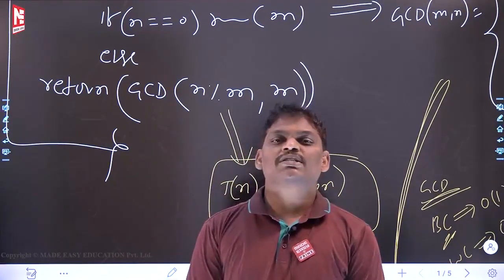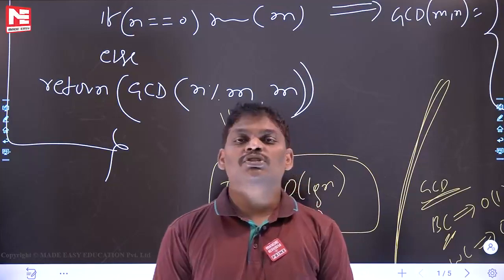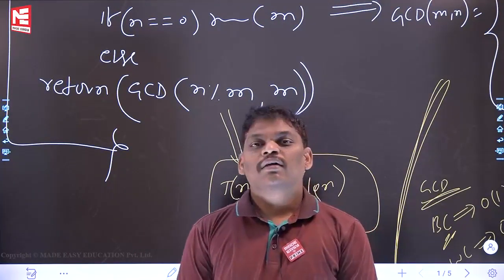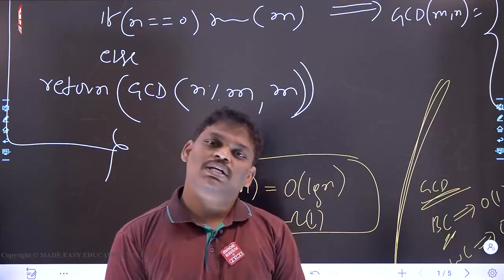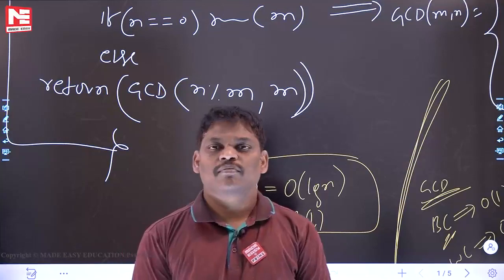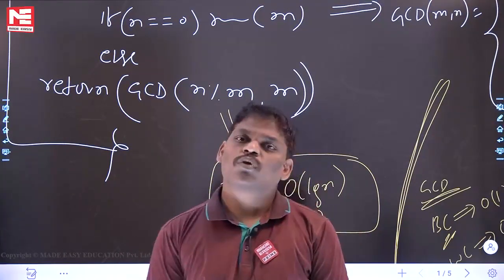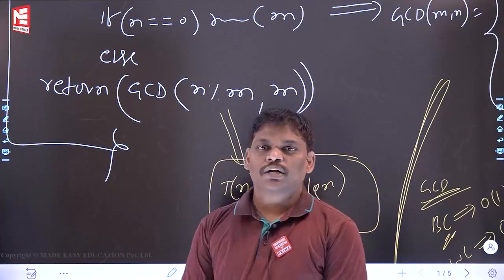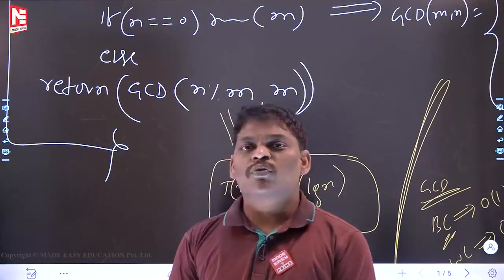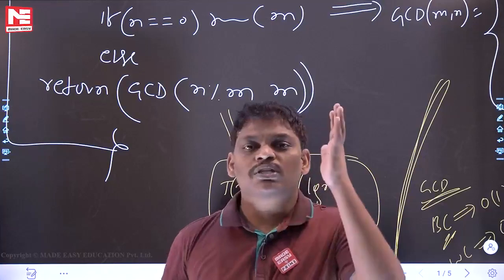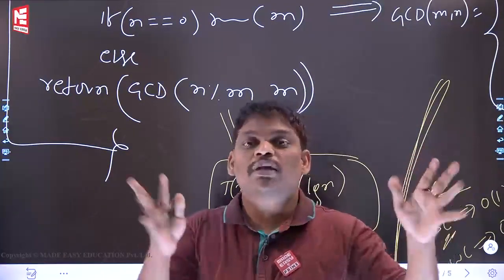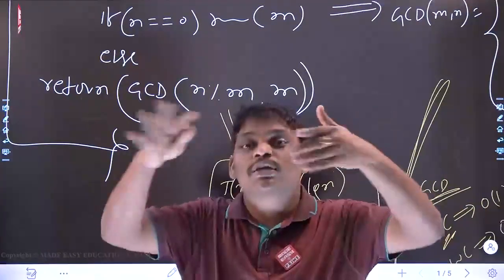Can you say GCD best case? If two numbers are multiples of each other, best case will come. Worst case, two consecutive Fibonacci numbers, worst case will come. If you give other than that, that is called average, which is almost equal to worst case only. What is the reason? Most of the time worst case behavior only is coming.